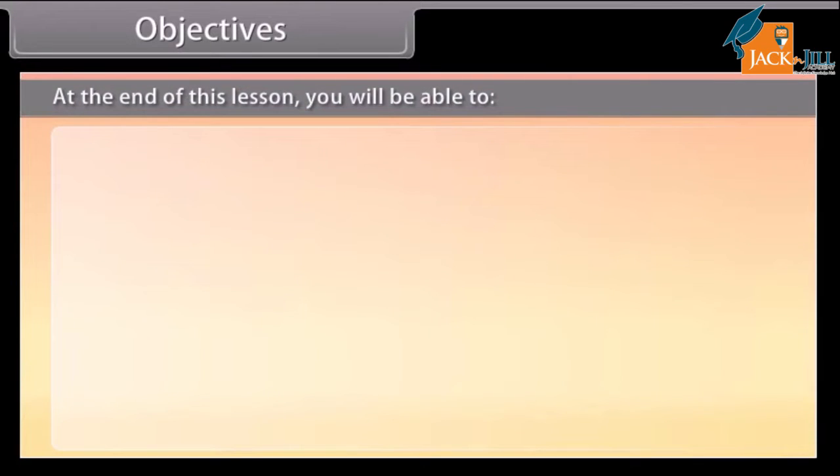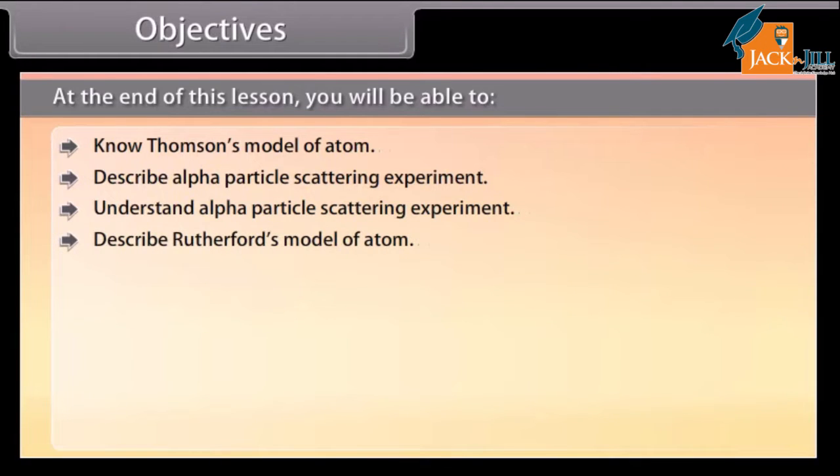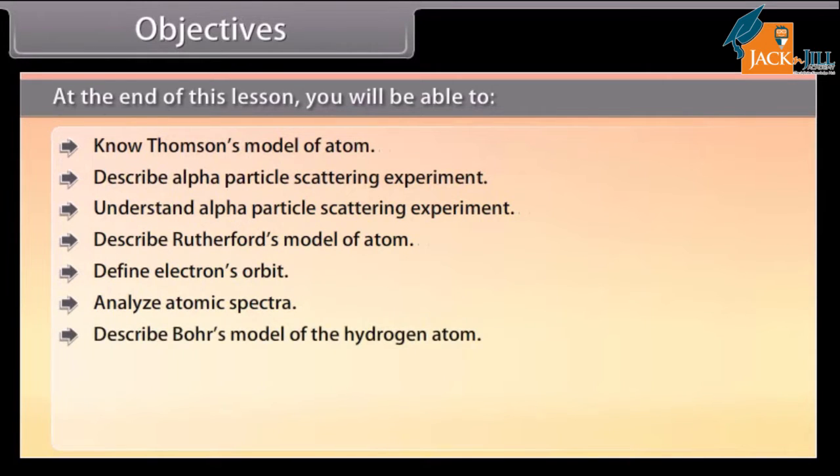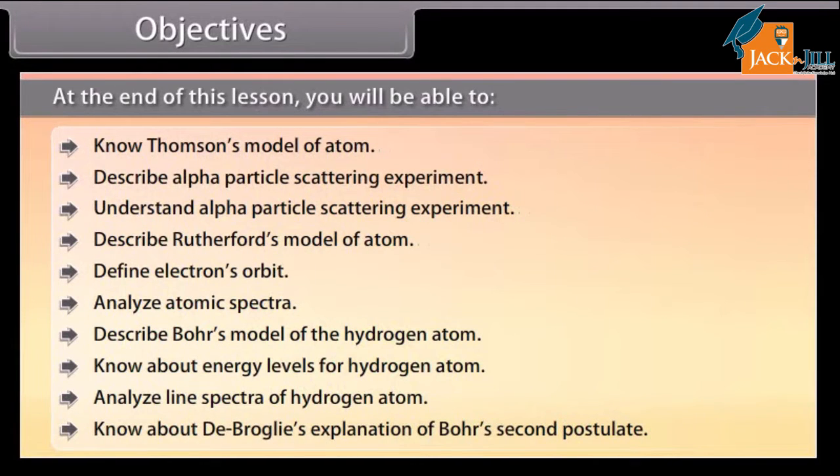Objectives. At the end of this lesson, you'll be able to know Thomson's model of atom, describe the alpha particle scattering experiment, understand the alpha particle scattering experiment, describe Rutherford's model of atom, define electron's orbit, analyze atomic spectra, describe Bohr's model of the hydrogen atom, know about energy levels of hydrogen atom, analyze line spectra of hydrogen atom, know about de Broglie's explanation of Bohr's second postulate.